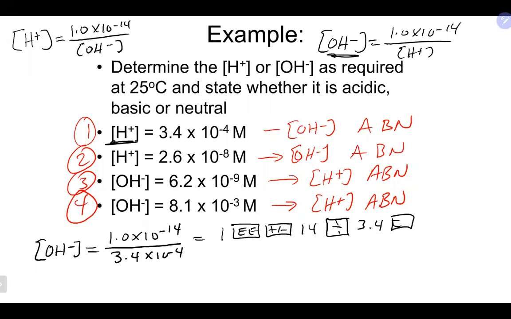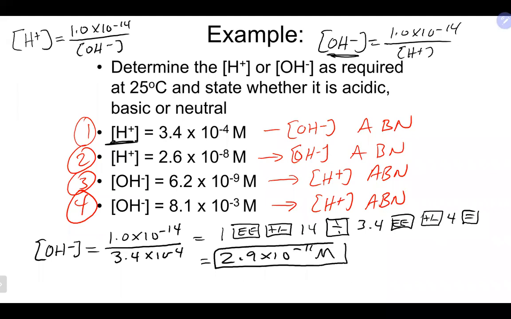3.4 exponent button, negative button, and 4 and equals. And if you do all that, hopefully you end up with 2.9 times 10 to the minus 11. And we do need to put molarity there since it is a concentration. First off, any question on that number? Remember, if you have the times 10 exponent button, you have to put parentheses around everybody. Otherwise it won't come out right.